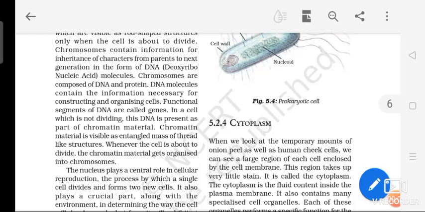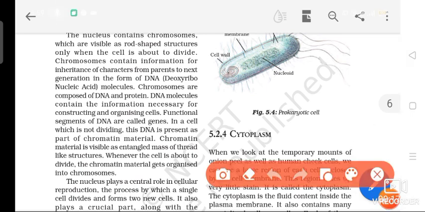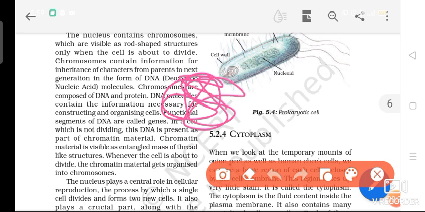We will continue now where we left off in our previous video. We were discussing the chromatin material. So when you cut open a cell, you would find this type of structure present inside the cell. This structure is known as the chromatin material.